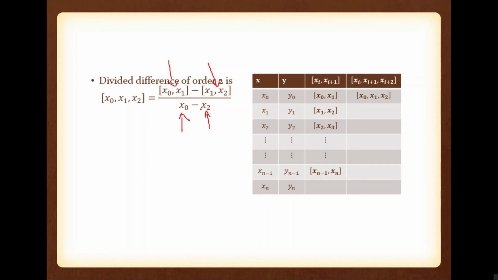Okay, now corresponding to x1, what do we have? What is the second order divided difference corresponding to x1? Again we have square bracket. And what is the first element?